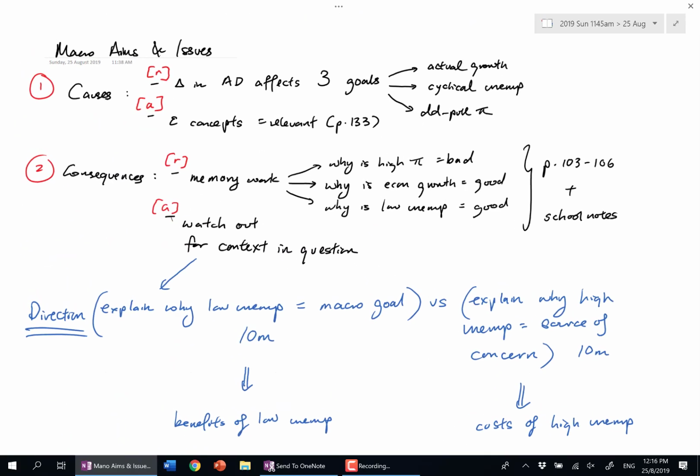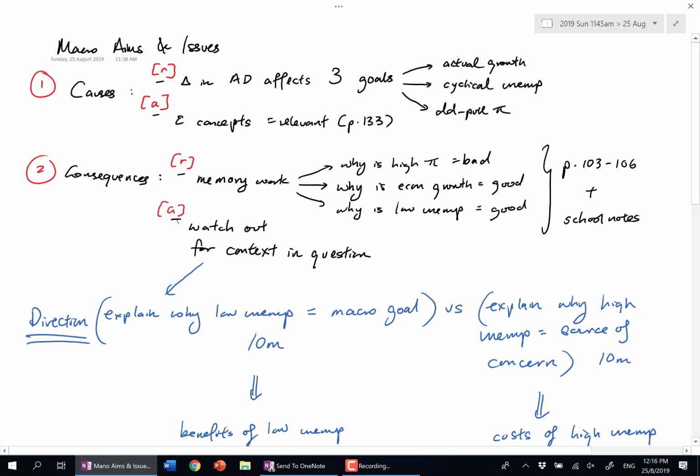Alright, so I think we have talked quite a fair bit about macro goals and policies. We need to look at a few questions to put things into practice.